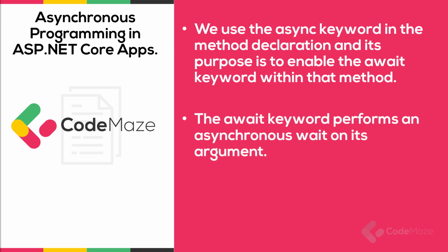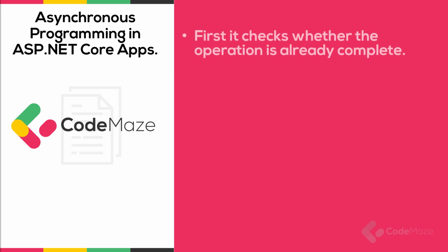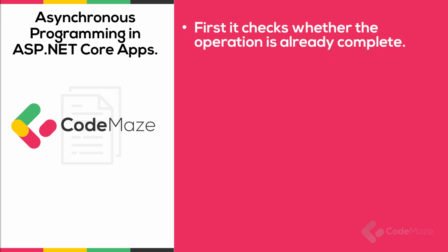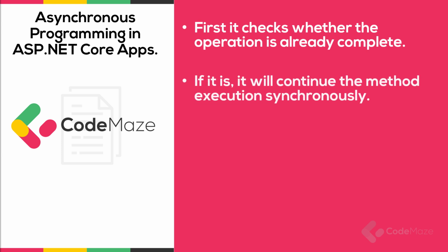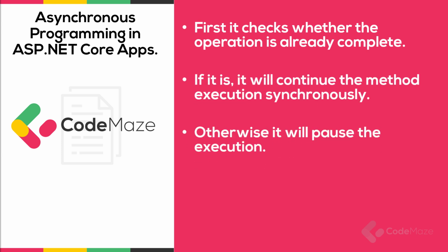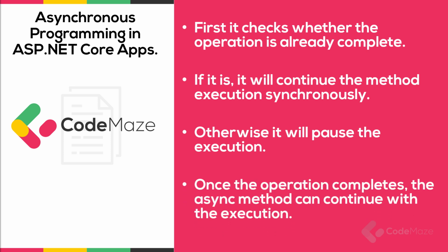On the other hand, the await keyword performs an asynchronous wait on its argument. It does that in several steps. The first thing it does is to check whether the operation is already complete. If it is, it will continue the method execution synchronously. Otherwise, the await keyword will pause the async method execution and return an incomplete task. Once the operation completes, a few seconds later, the async method can continue with the execution.